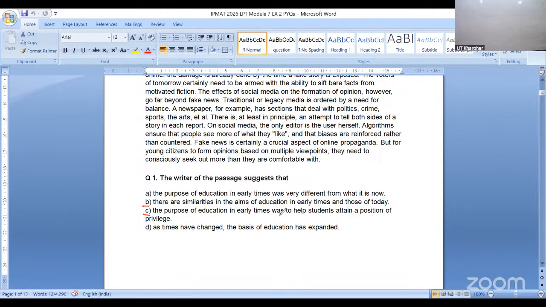Because there are similarities in the aims of education in the early times and those of today. That is what the first part is talking about. A says the purpose of education in early times was very different. It wasn't very different. C says the purpose of education in early times was to help students attain a position of privilege. It's not talking about attaining a position of privilege, so we can't go with C. And the basis of education has expanded. That is not what the passage is completely talking about, right?